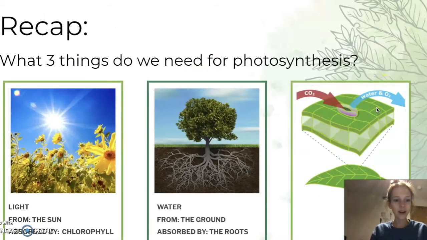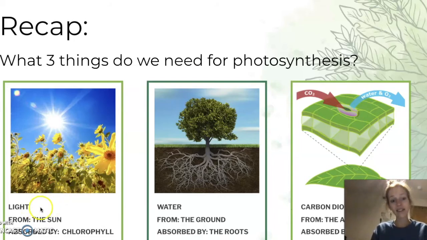So to recap, we've got three things that we need for photosynthesis. We've got light, which comes from the sun and is absorbed by that chlorophyll, the green pigment in the leaves. We've got water, which comes from the ground and is absorbed by the roots, and it travels up through the stem to get to the leaves where photosynthesis happens. And we've got carbon dioxide, the gas here represented with a red arrow, that comes from the air outside, and it travels through these holes in the leaves called stomata.